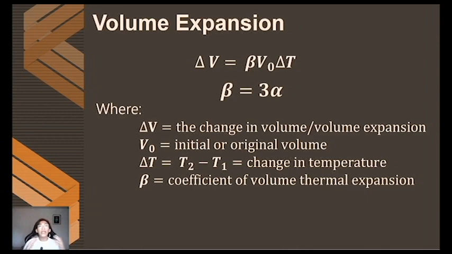Think of it as a holistic expansion. So whenever a material experiences a change in temperature, it will expand in three dimensions, or holistically. And the relationship between beta and alpha is stated here: beta is just equal to 3 times the alpha value of a certain material. So for example, if you want to get the coefficient of volume expansion of glass, and you only have the alpha value, all you need to do is multiply the alpha value by 3, and you now have the beta value for the glass.